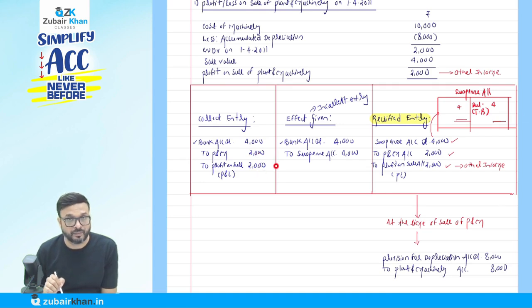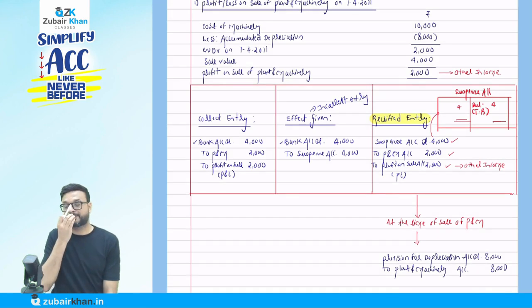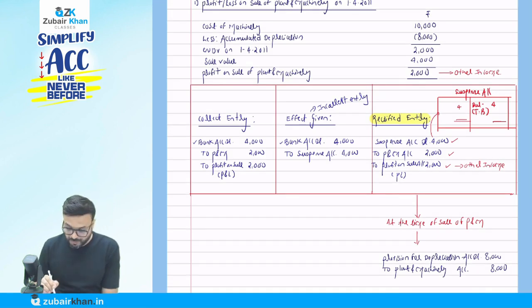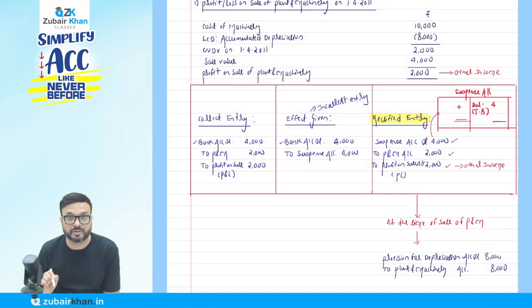And here the profit will come in the P&L. But what entry did they pass? They passed the entry: bank account debited by 4 and the suspense account credited, because the suspense account basically receives the cash that they have received. So bank account debited, suspense account credited.